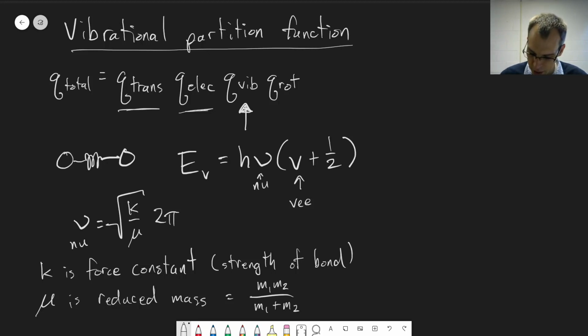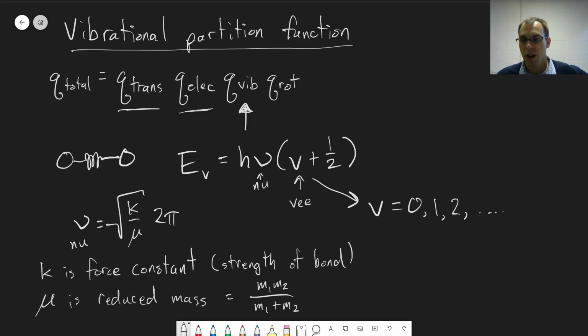And then v, our quantum number, can take specific values. It's an integer ranging from 0 up to, in theory, infinity. This describes the vibrational energy levels of a diatomic molecule, to a first approximation. This is under the harmonic approximation, and we won't get into more details, but there are anharmonic effects that you have to worry about if you want to model this more accurately. But we're just going to consider the harmonic approximation, and this is our energy levels associated with vibration.